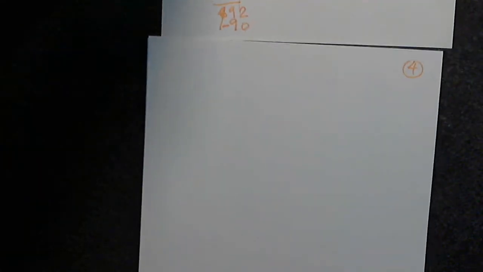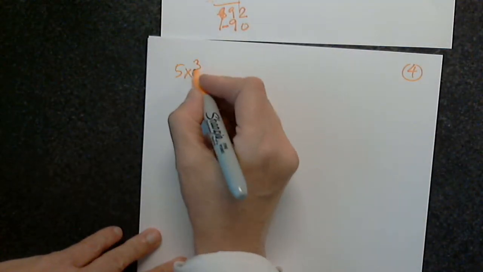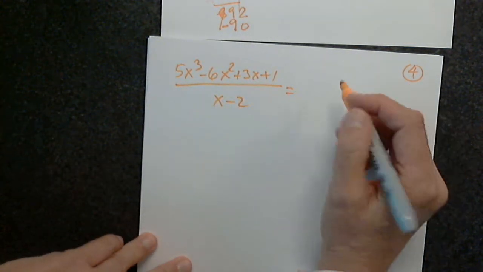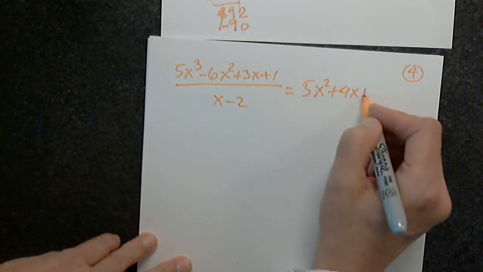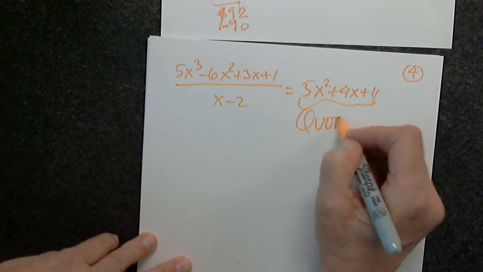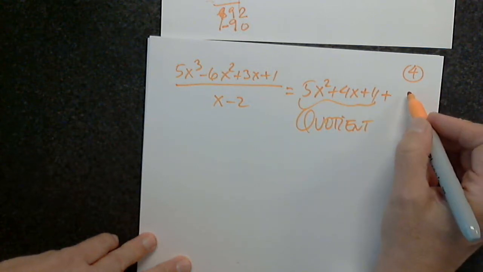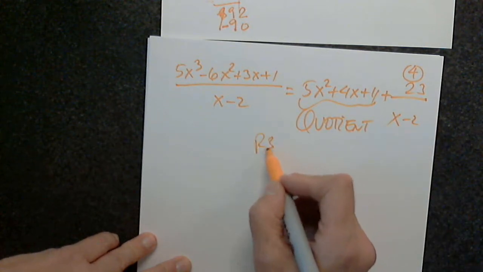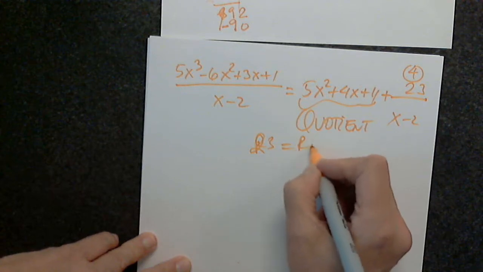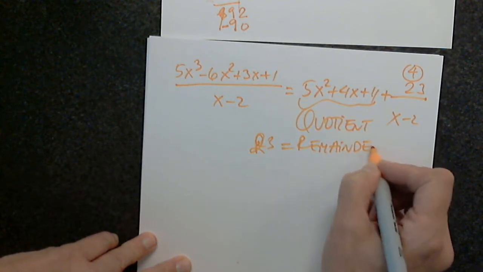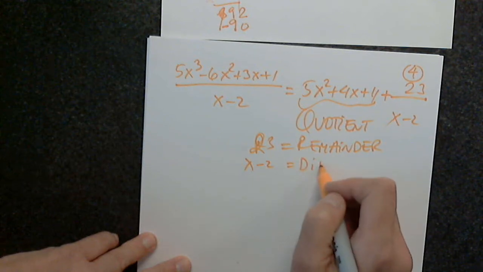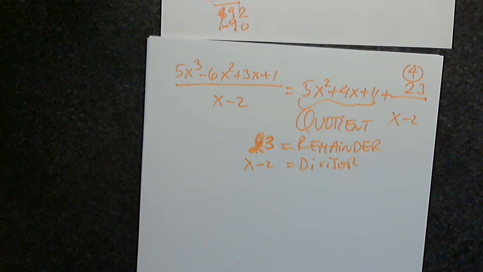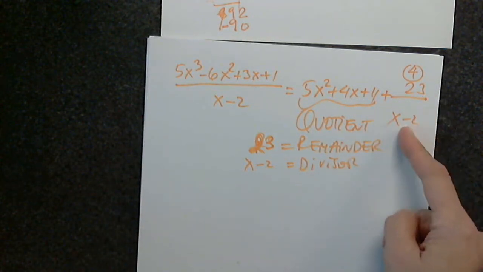So I'll copy the problem one more time. It was 5x cubed minus 6x squared plus 3x plus 1 over x minus 2. And this equals 5x squared plus 4x plus 11. This is the quotient. Plus the remainder, which is 23 divided by x minus 2. 23 is the remainder, and x minus 2 is the divisor. So when we write it for the test, quotient plus remainder over divisor.